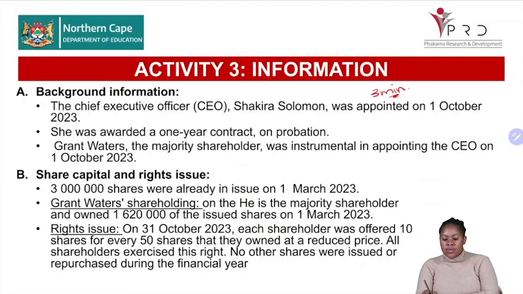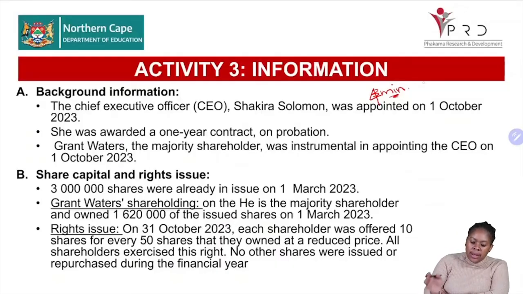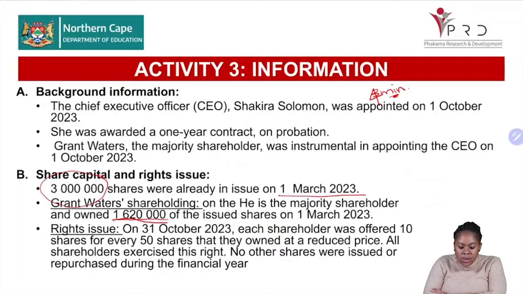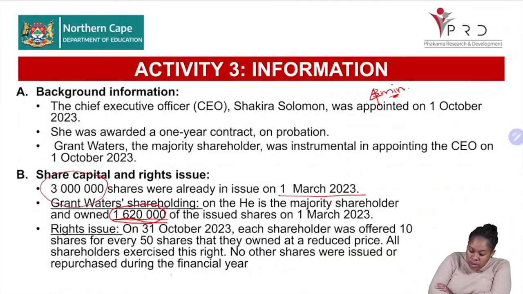Welcome back, grade 12s. Now let's quickly check the information that is provided. We've already gone through this information. We know that there were 3 million shares in issue at the beginning of the financial year. We know that Grant Waters was in possession of 1,620,000 shares, and he purchased, or the shareholders specifically.